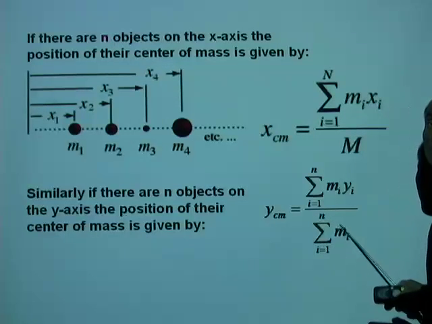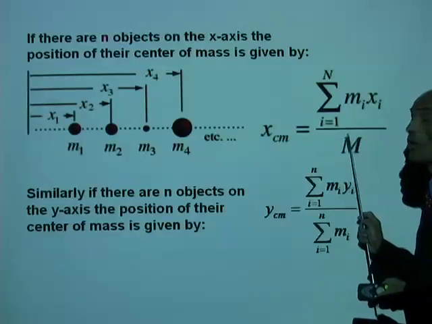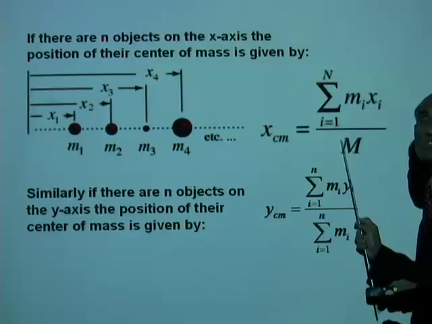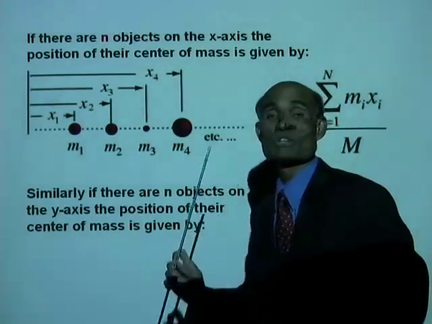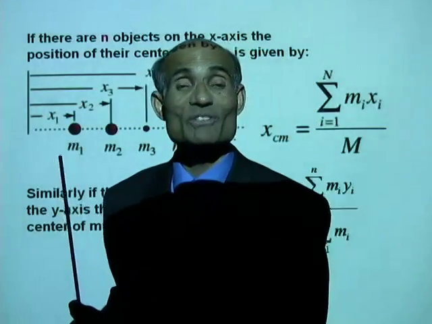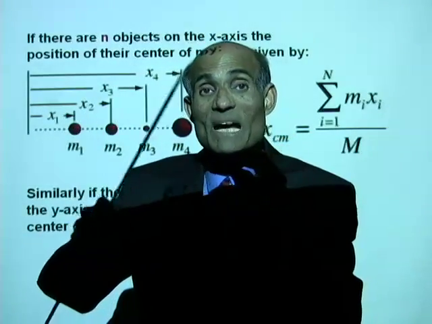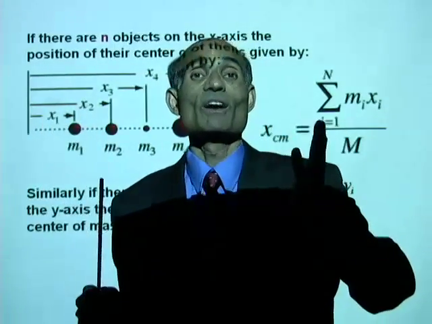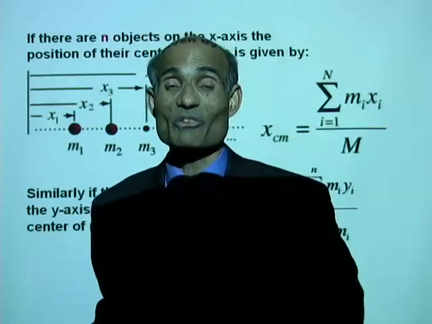over summation i equal to 1 to n m_i. Well, this is what we call m1 plus m2 plus m3 plus m4, which is the same as the uppercase M. So, if you remember these two simple equations, you can find the position of the center of mass along the x-axis and the position of the center of mass along the y-axis.